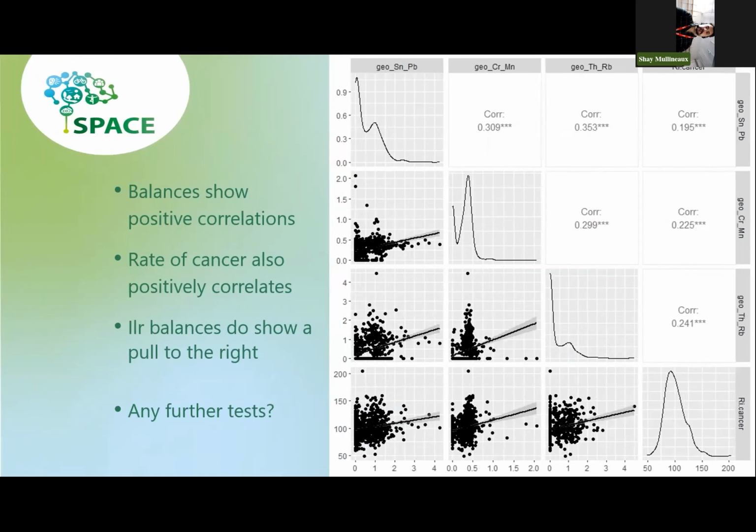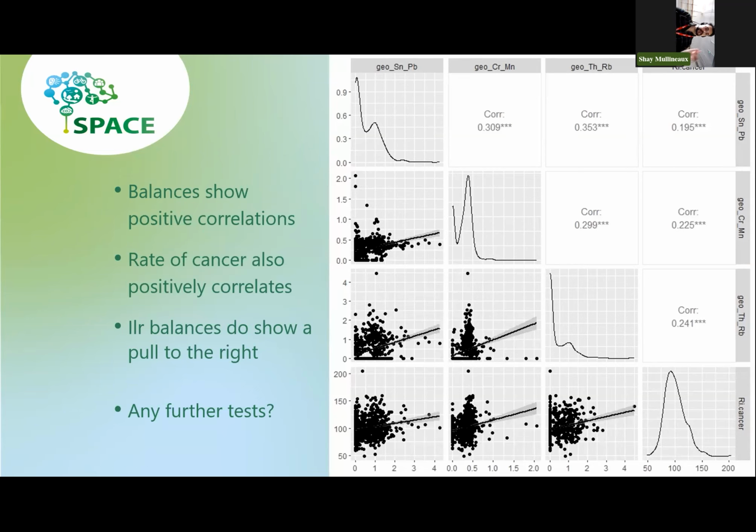So what I have done here is I have taken the ILR balances for thorium and rubidium, chromium and manganese, and then tin and lead. And we're looking at them in relation to the rate of cancer. So broadly speaking, we can see that we've got some relatively consistent positive correlations, but there's nothing here above 0.5. We've got positive trend lines, but we also have a lot of data grouped to the left-hand side of these trends, and we've also got a lot of dispersion around those trends. So we've got a relationship, but it's proximal.